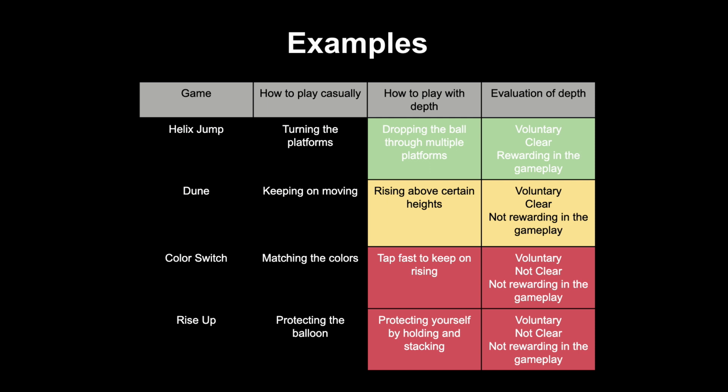The third example is Color Switch. Pretty simple. The way to play casually is matching the colors. And the way to play with depth is to tap faster to keep on rising and not stopping. This is voluntary, because the user chooses to tap fast or not fast, but it's not that clear, because even though you're going to be getting more score in a quicker way, you don't actually have any UI or any effects or anything like you have in Dune or Helix Jump about how you're playing. And also, it's not rewarding in the gameplay. You're not invincible. You don't get anything at all for the game for playing with depth.